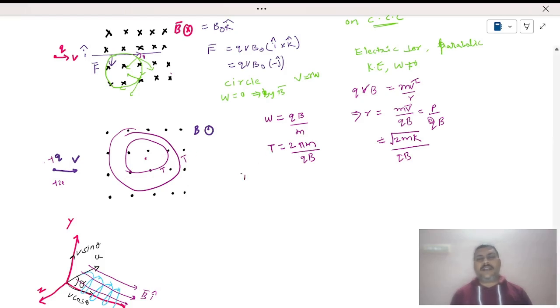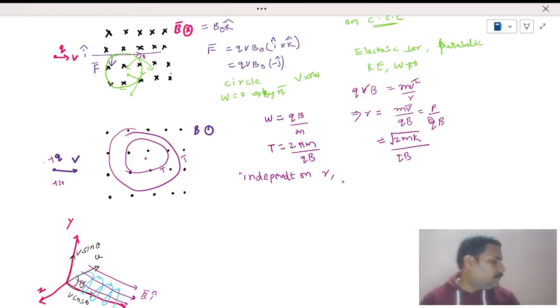That means time is independent of radius and velocity of projection. How much velocity is projected? It depends only on the magnetic field, mass and Q. That means the specific charge will tell whether it is an alpha particle, a deuteron, an electron or a proton. So it depends on Q by M and B, and how much value of B you have taken.